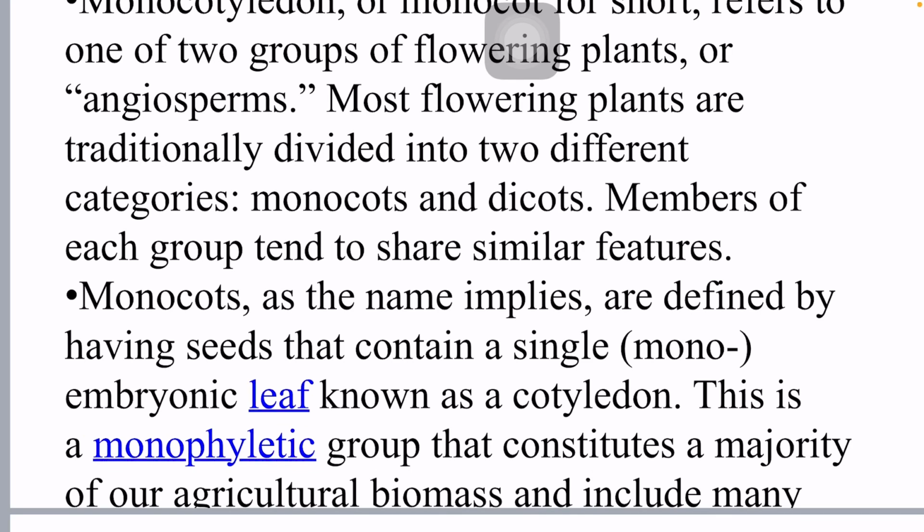This is a monophyletic group that constitutes a majority of our agriculture biomass and includes many important crop staples including, but not limited to, rice, wheat, corn, sugarcane, bamboo, onion, and garlic. A word of caution: when classifying flowers into monocots or dicots, remember that there are always exceptions to the rule. Some monocots may have a feature typically found in dicots or vice versa. Even approximately 2% of flowering plants don't fit into either the monocot or dicot category.